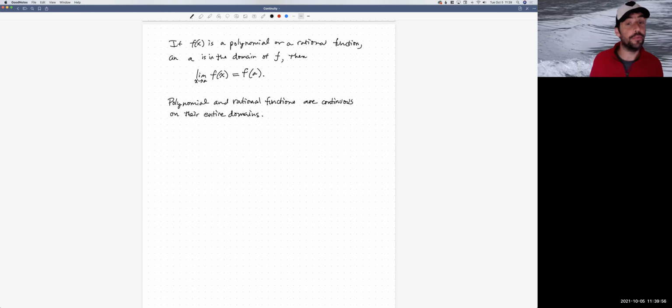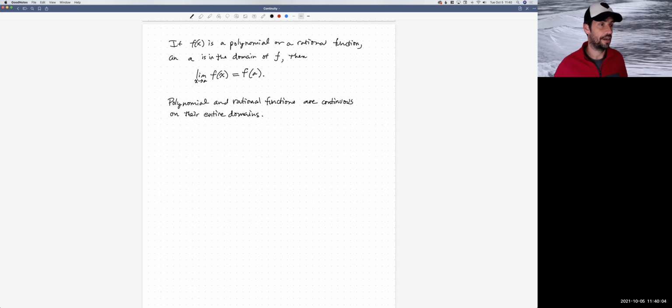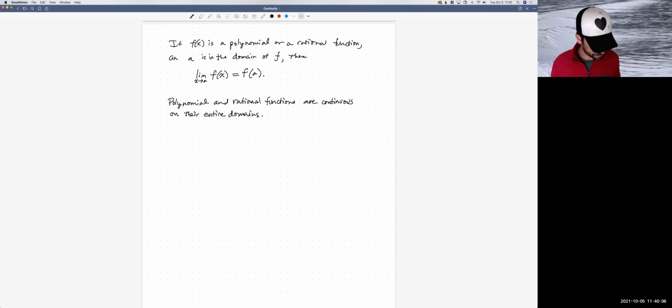Okay, so this is great. We don't need to spend any time thinking about whether polynomials or rational functions are continuous at points. If it's in their domain, they are, and we can just state that and move on.